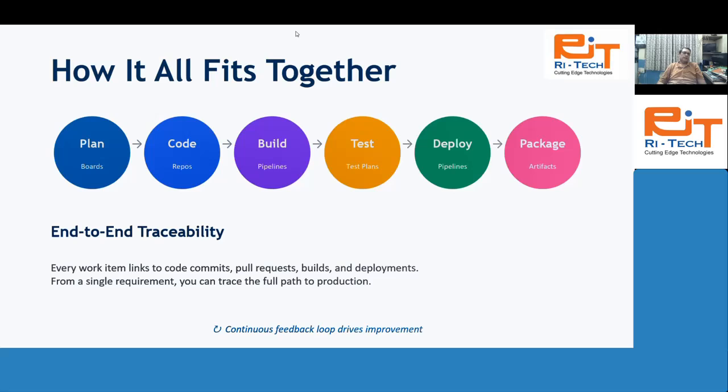And Azure DevOps supports end-to-end traceability. Every work item links to code commits, pull requests, builds and deployments. From a single requirement, you can trace the full path to production. So everything is available in, we can say, one room. And it provides you the continuous feedback loop that drives improvement.